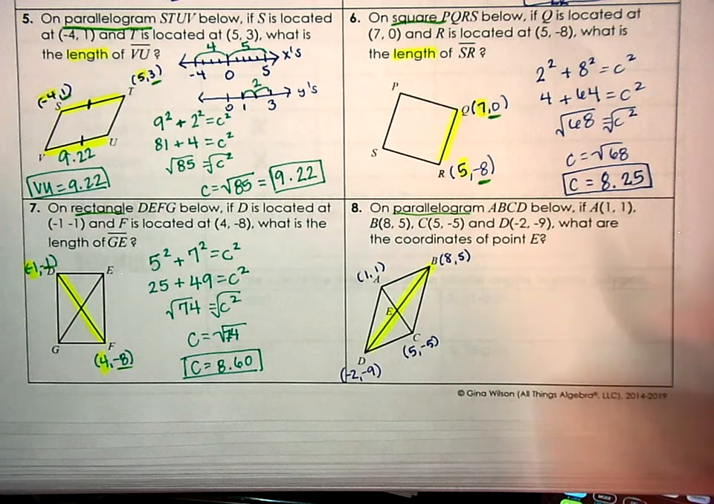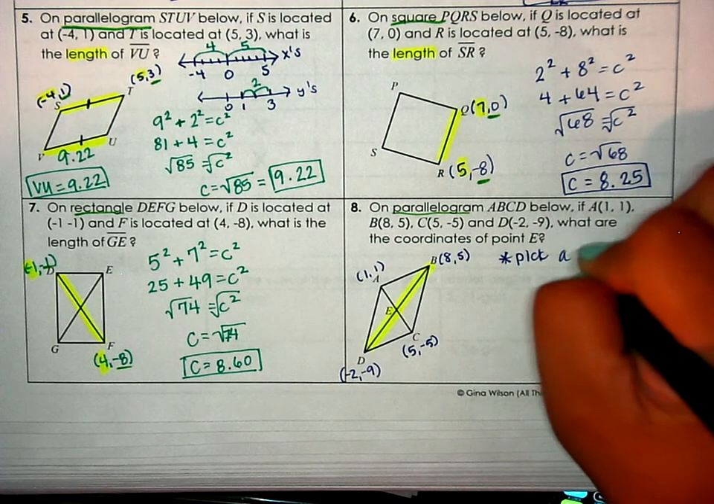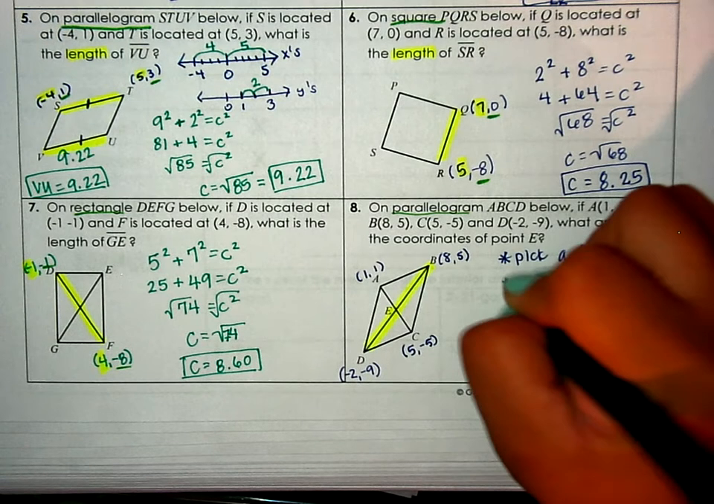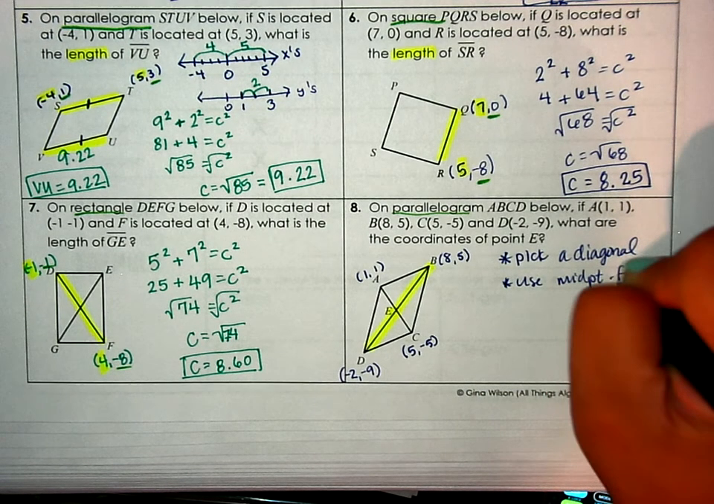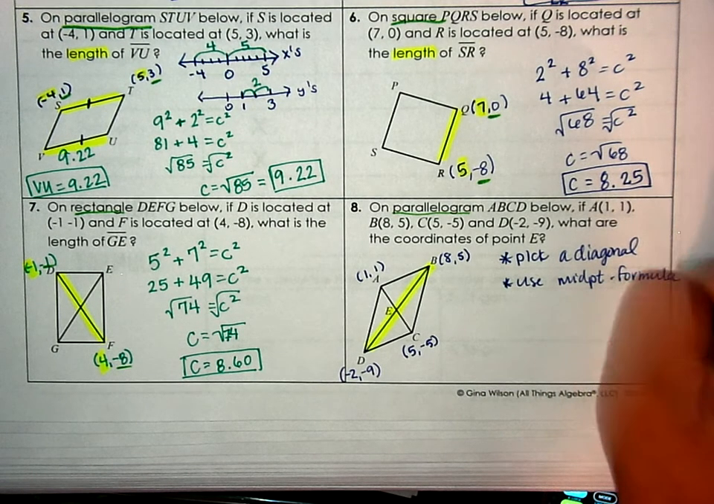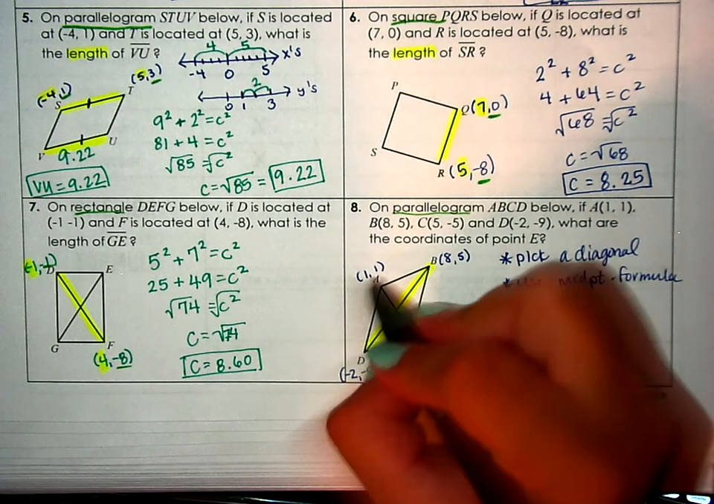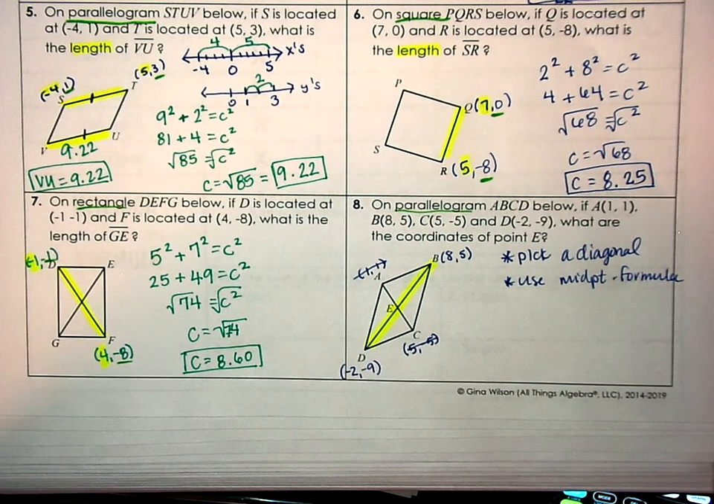So I'm going to write it down first. So pick a diagonal. Use midpoint formula. Okay, so just so we don't get confused, I'm going to cross out the other numbers that I'm not using so I don't accidentally grab those in my formula.